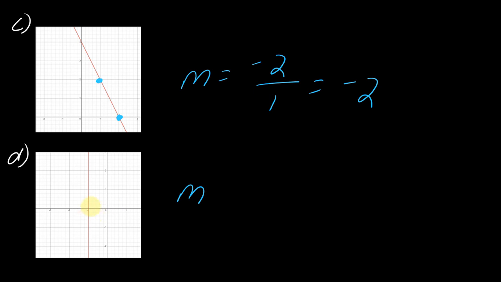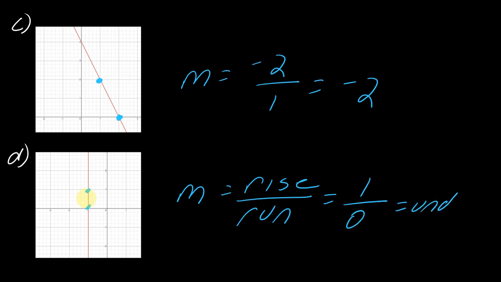Okay, and so moving on to D, again, this is a vertical line. If I forget what that slope is, I can just think about the rise over run argument. I can select 2 points at random. So I can see here that in this case I'm going up 1 point, but my run is 0. So this one's going to be the undefined one.